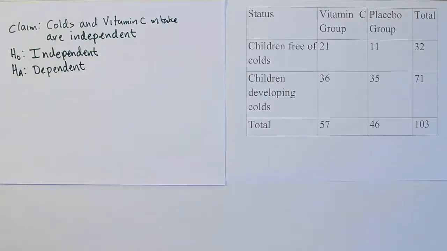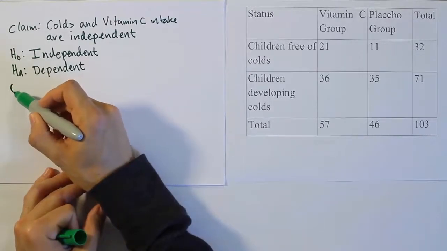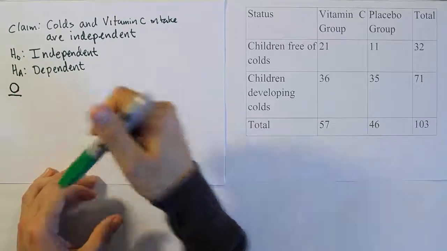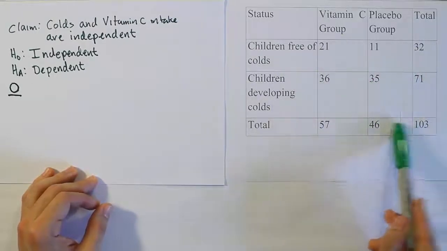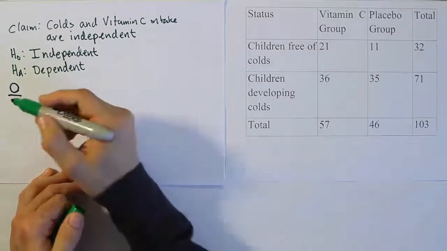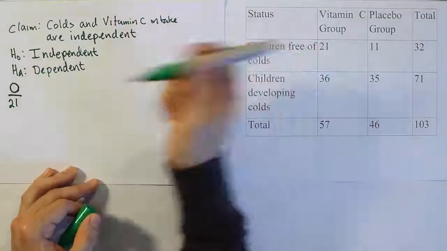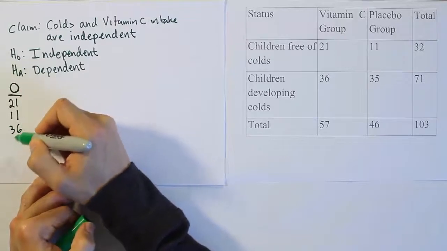All right, now the next step is the hard step, the step where we have to process all the data. It's really just time-consuming mainly. So let's start with the observations. Now, we only have 4 cells that involve observed values, right? 1, 2, 3, 4. All the rest of these are just totals. So let's write down the 4 values here: 21, 11, 36, and 35.